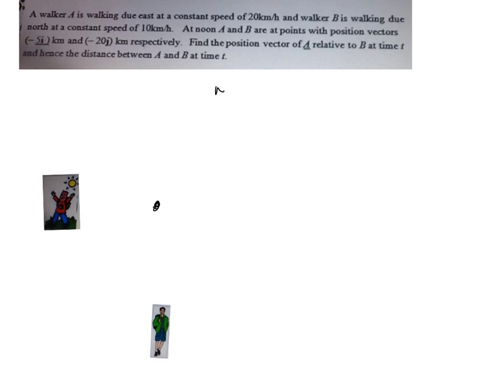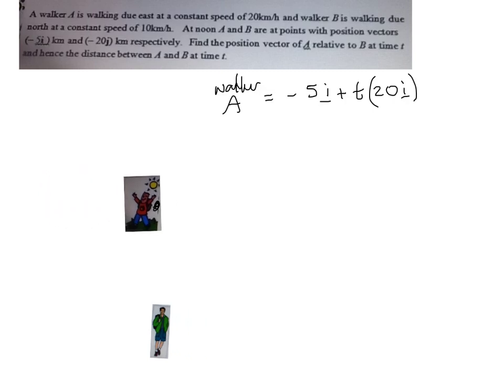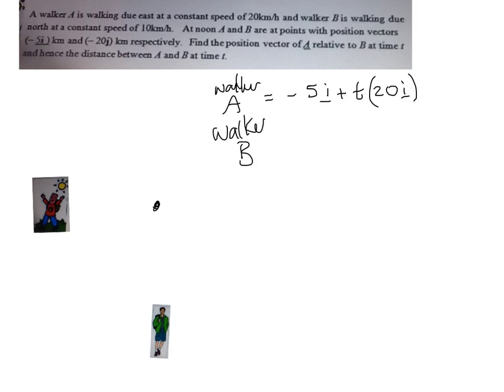So walker A at time t is at his start position, minus 5i, and then he's done t lots of his velocity vector, and his velocity vector is 20i, because he's moving 20 kilometres per hour in this direction, 20i. And walker B starts at minus 20j, and every hour he does 10 in the j direction, so that's where he is.